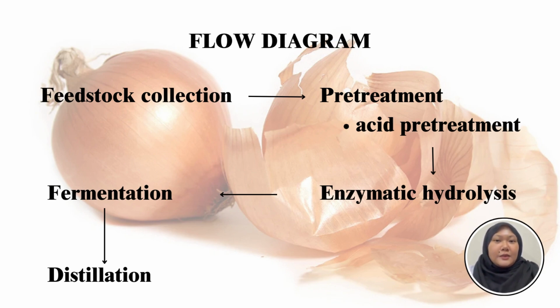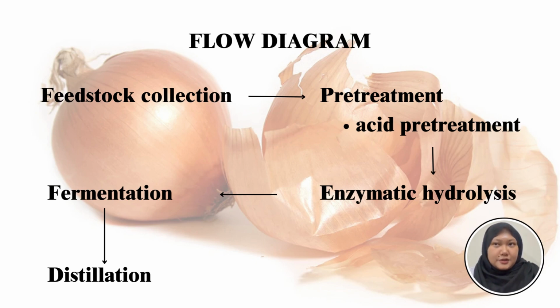Then after the alkaline treatment, the onion skin will undergo the enzymatic saccharification process, which is a process using some enzymes, for instance cellulase or hemicellulase, to break down components from the onion skin, for example cellulose and hemicellulose, in order to break down the polysaccharide into monosaccharide. So monosaccharide is a simple sugar that can be used in the fermentation process.